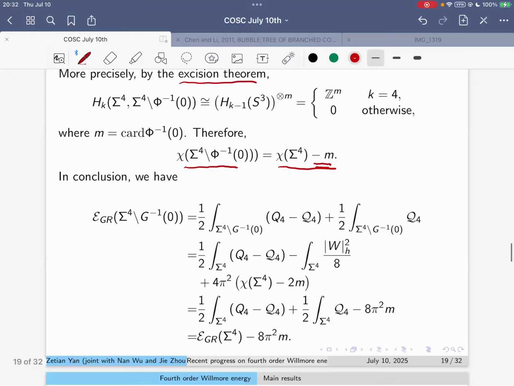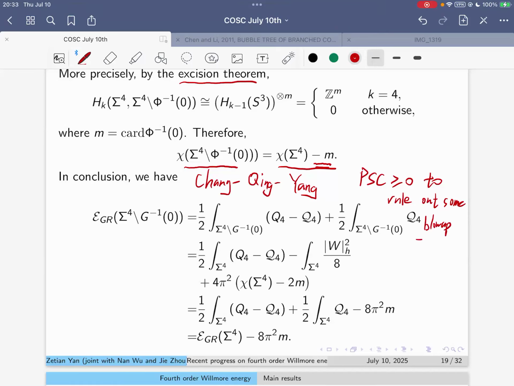So to the best of my knowledge, the study of this topic started from, let me write down here, Alice Chang, Qing Jie and Paul Yang's work. However, in that case, they consider the intrinsic version such that they need several positive scalar curvature conditions to rule out some log terms in the asymptotic expansion.